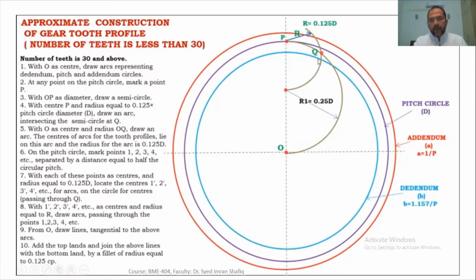So I again repeat it. What we have done is, first we have drawn a semicircle with OP as diameter and this point as center. And again, we have drawn a semicircle with P as center and radius as PQ. And where these two circles intersect, we have marked it as point Q.